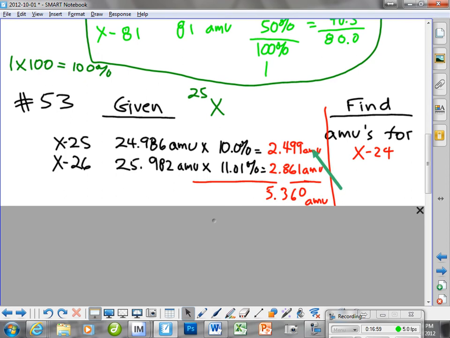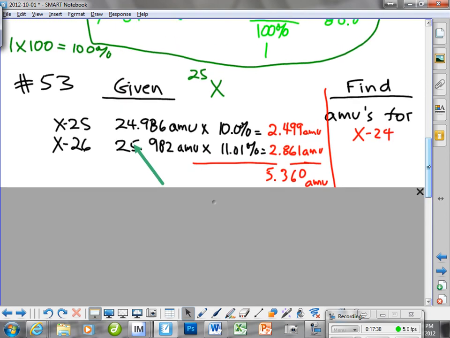Together, we have 2.499 AMUs when we multiply this out. That is 24.986 times 0.1. Move the decimal 1, 2 to the left. Now, over here, we've got 25.982 times 11.01, and these are our total mass units that are represented by these two isotopes. But there's 3 isotopes. Wait, there's more!